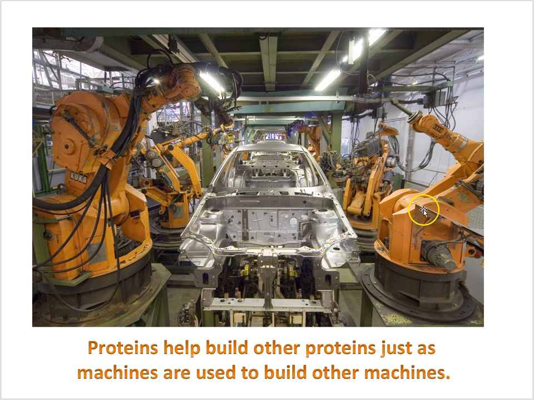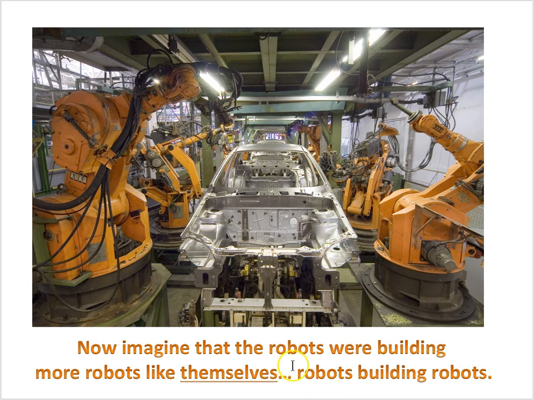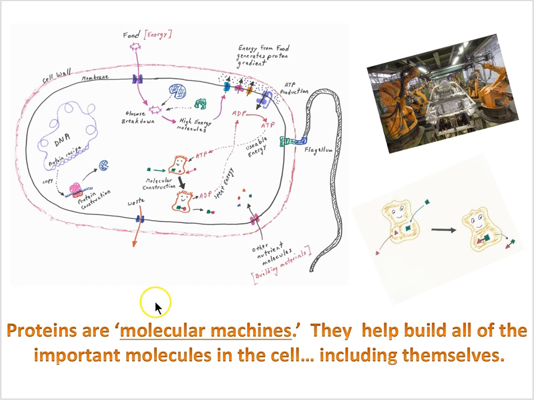Here in a factory, we see these robots, in a sense, helping to build the car, which is another machine. Now imagine, though, that the robots were building more robots like themselves. So it would be robots building robots. So instead of a car here, imagine these robots were building more robots like themselves. In a sense, then, proteins are like these molecular machines. They help build all of the important molecules in the cell, including molecules like themselves.